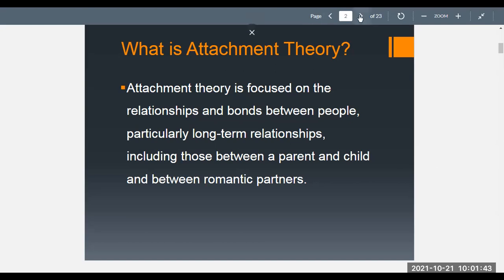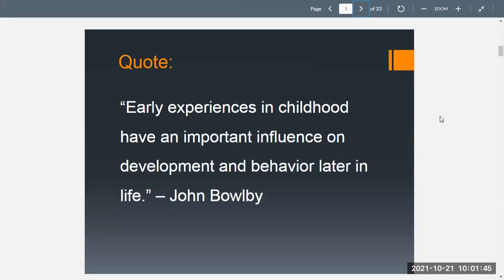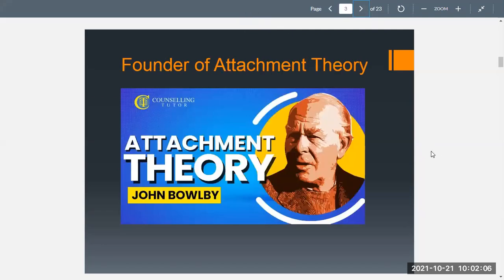Okay, so quote, early experiences in childhood have an important influence on development and behavior later in life, by the founder of attachment theory, John Bowlby. So again, early experiences in childhood have an important influence on development and behavior later in life. So the founder of attachment theory is John Bowlby, and he is a British psychologist, and very grateful for his groundbreaking theory on attachment theory, because he's been able to impact a lot of lives.